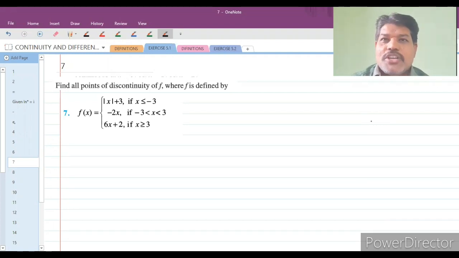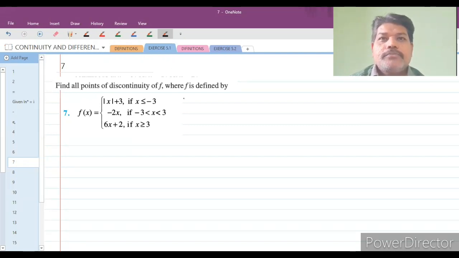See the next question, question number 7. f of x is equal to mod x plus 3 if x less than or equal to minus 3, minus 2x if minus 3 less than x less than 3, 6x plus 2 if x value is greater than or equal to 3. See that question, students. In the previous question we took 3 cases, but here we will get a different number of cases. So how many cases will exist here?